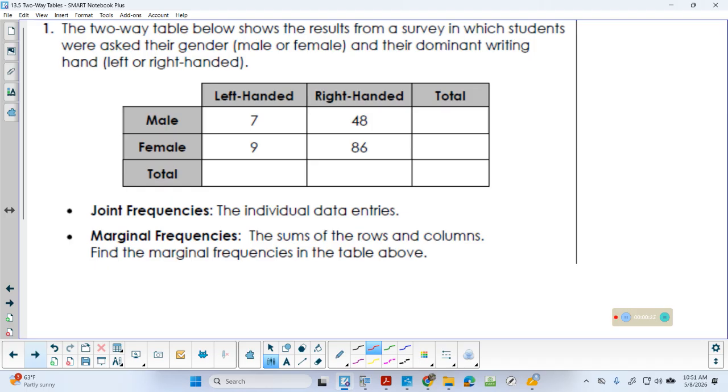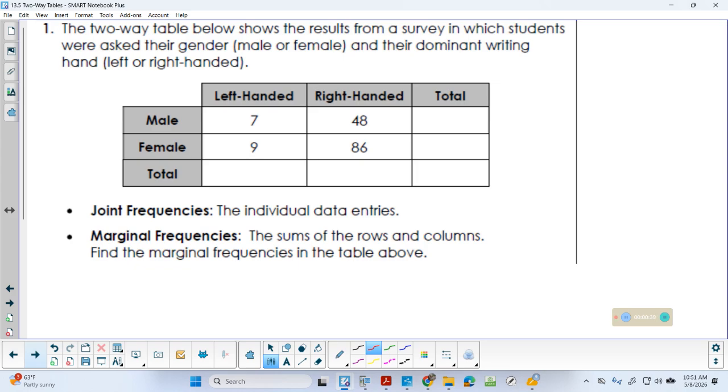There's an example of a two-way table. Now, why two-way table? Because you're comparing two types of data. You're comparing whether you're left and right-handed on the vertical column, and then you're comparing if you're male or female on the horizontal. You're comparing two different types of data. So you can see it there.